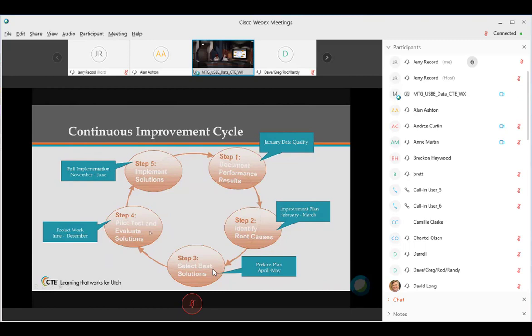Step 4, pilot test and evaluate solutions. You do that June through December, and then full implementation is November through June.